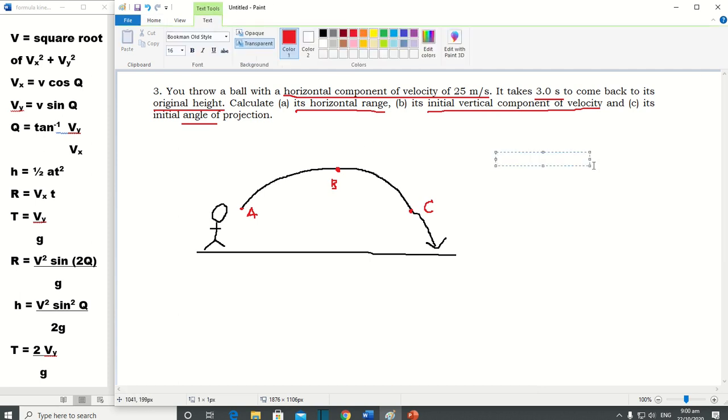Now let's list the givens. First, we have v sub x of 25 meters per second. We have the time from point A to C, capital C, which is 3 seconds. And then, is there anything else? Maybe acceleration. Let's list that too, which is 9.8 meters per second squared.